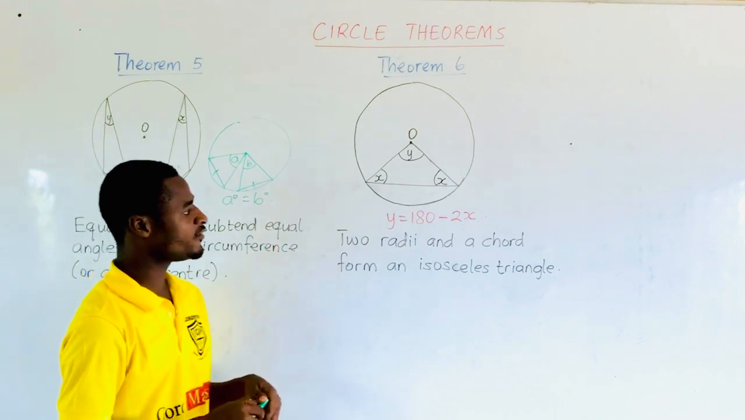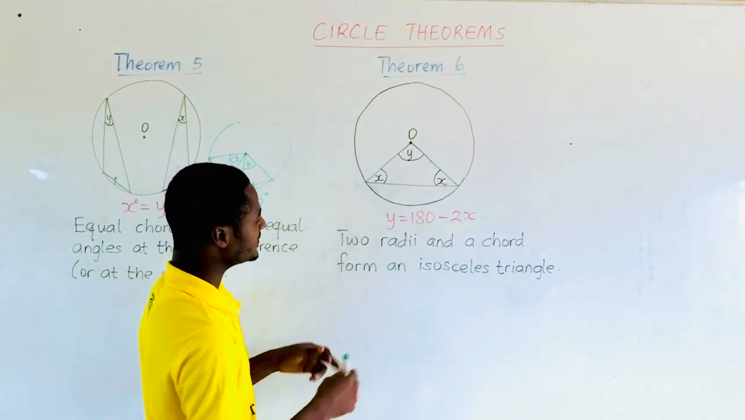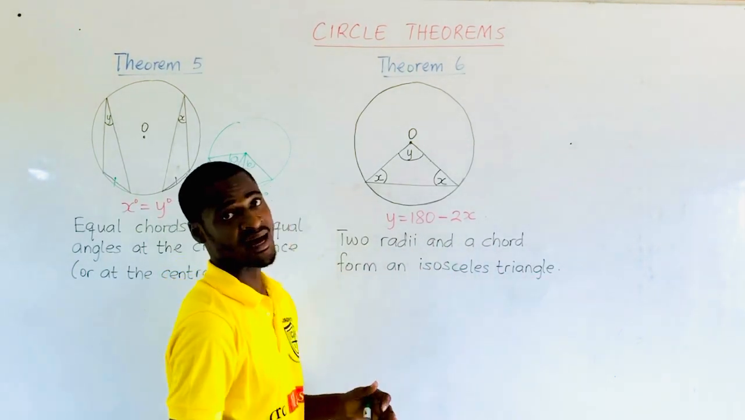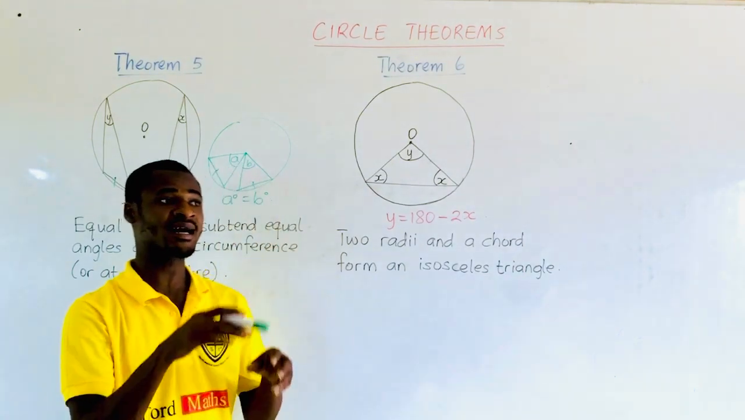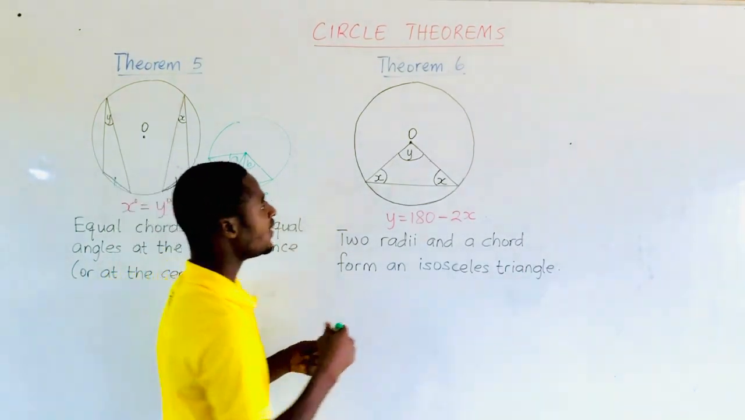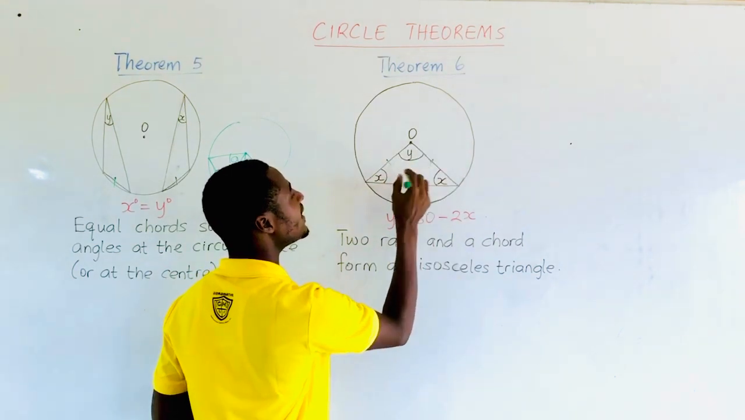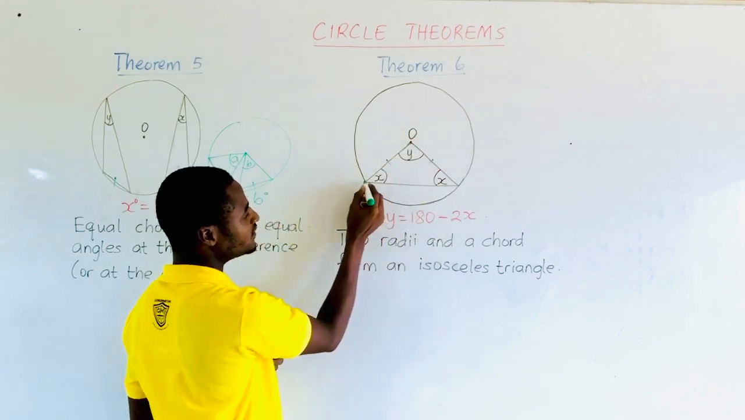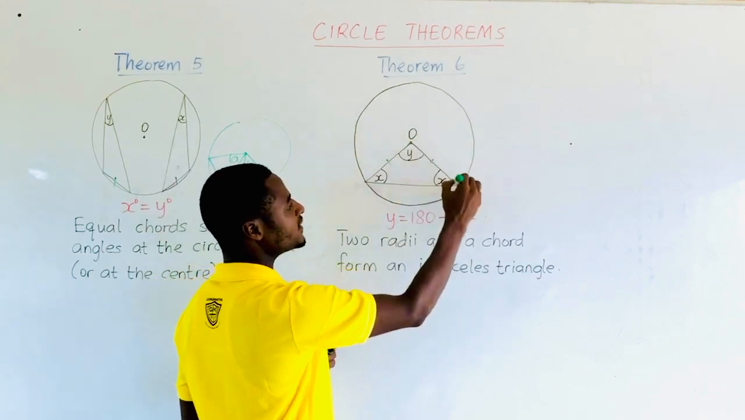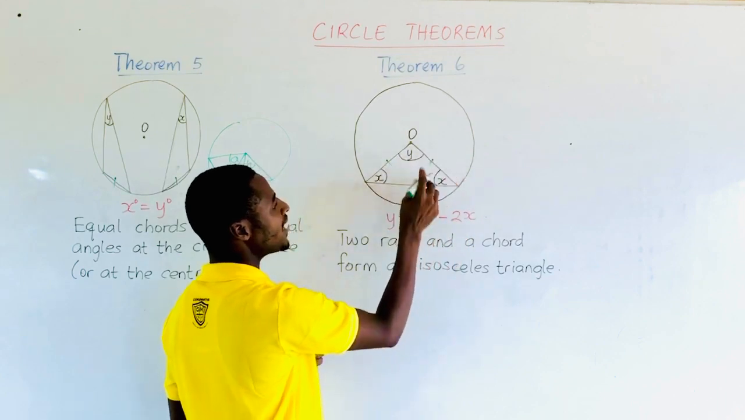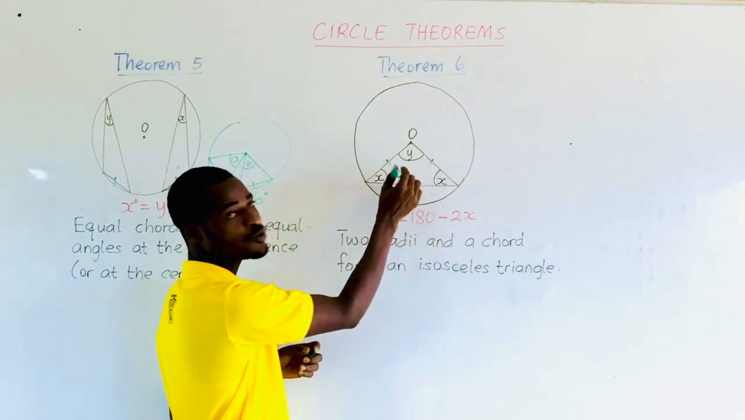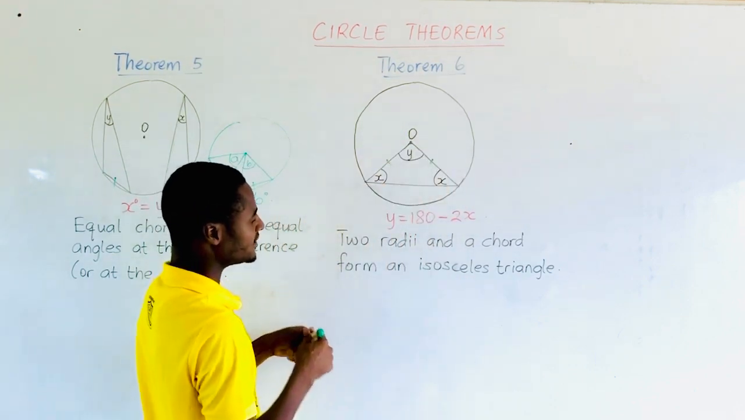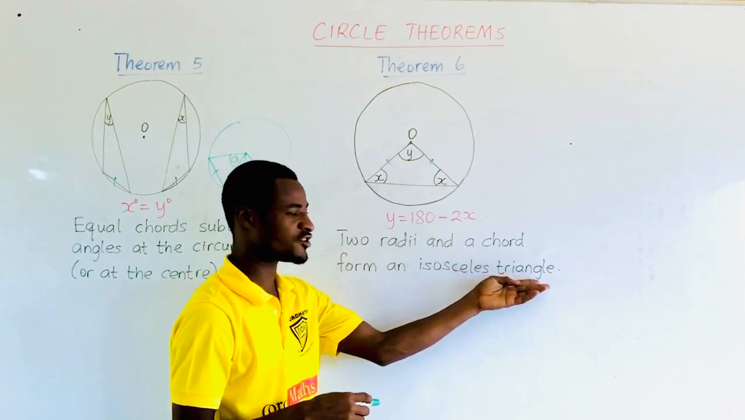Then to the 6th theorem of a circle, it states that 2 radii and a chord form an isosceles triangle. An isosceles triangle is a triangle that has 2 sides to be equal. Now, you should note that the radius of a circle is equal. And so when we draw one line from the center to the circumference, draw another line from the center to the circumference, those 2 lines are both radii of the same circle, and so they are equal. Since 2 sides of this triangle are equal, then we will say that the triangle is an isosceles triangle.